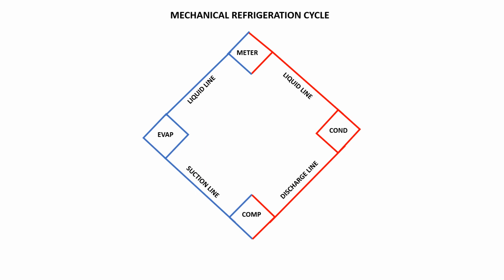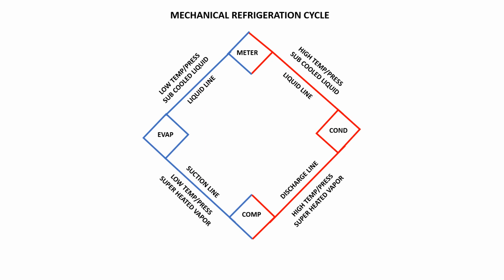Now let's look at the condition of refrigerant in the lines. The discharge line is a high temperature, high pressure, superheated vapor. The liquid line before the metering device is a high temperature, high pressure, subcooled liquid. The liquid line after the metering device is a low pressure, low temperature, subcooled liquid. And the suction line is a low pressure, low temperature, superheated vapor.